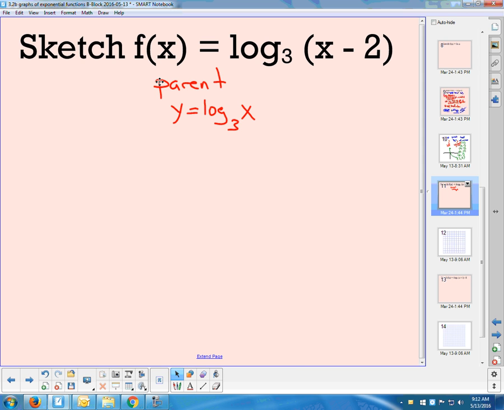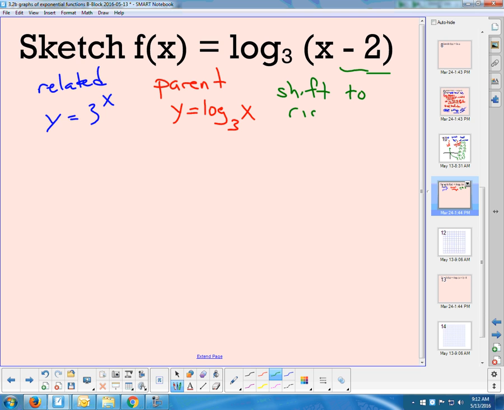What can be helpful when working with logarithm functions is to think about the related exponential function, which in this case would be y equals 3 to the x. Or instead of saying the related exponential function, it would be the inverse function. Y equals 3 to the x and y equals logarithm base 3 of x are inverse functions. And then the last piece of this would be to identify the transformation that's going on. In this particular case, the minus 2 is going to give us a shift to the right 2 units.